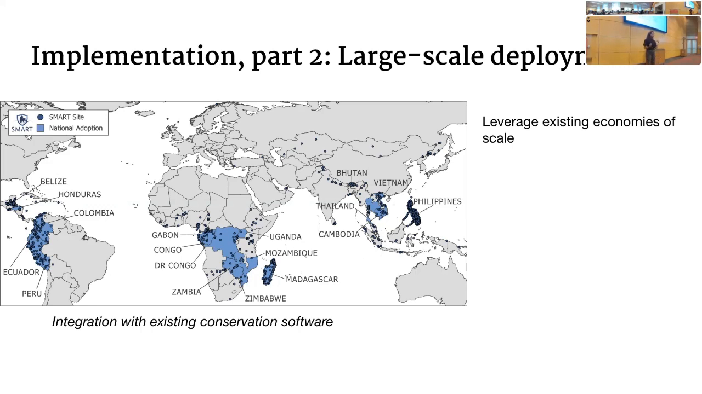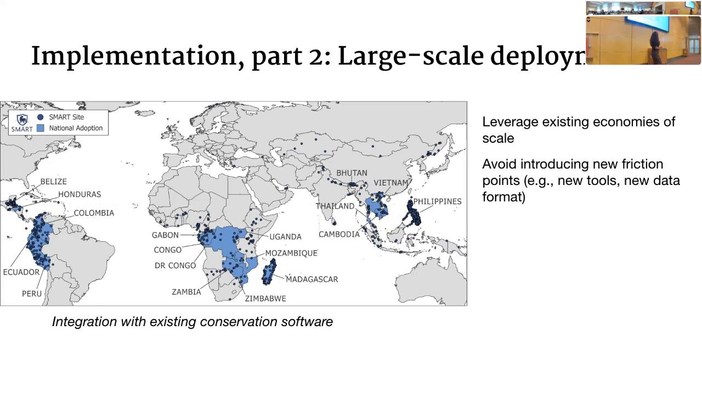So really, in this process, we are leveraging existing economies of scale, avoiding introducing new friction points. So we're not asking them to learn new software. We're not asking them to reformat their data for us. Really trying to meet them where they are, which also brings benefit to us. So we don't have to build a whole new software system of our own.